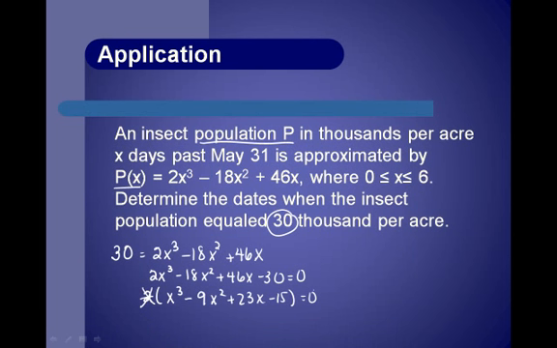So the dates when the insect population equaled 30,000 per acre were on days 1, 3, and 5, which is 1, 3, and 5 days past May 31st. So I would say that would be June 1st, June 3rd, and June 5th.